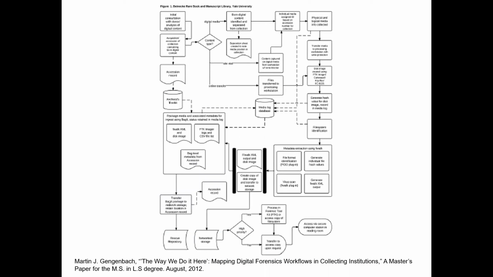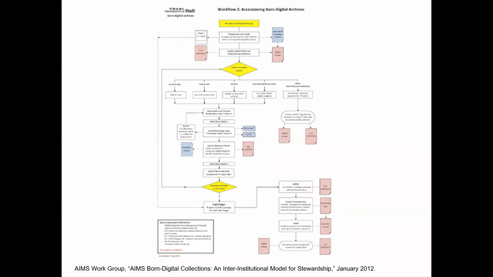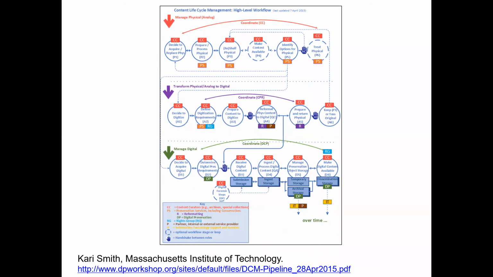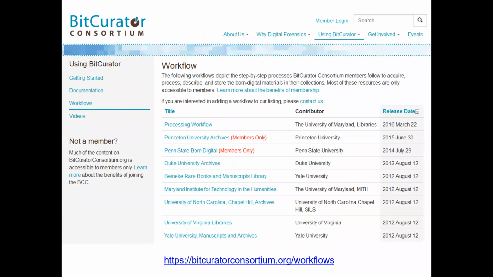Obviously, this is ugly on the screen for you, and I'd recommend if you're interested in these to go to the source and you can see them in much higher resolution and detail. But this is an example of, at the Beinecke at Yale University, their workflow at the time in 2012 when Marty did his study. This is the University of Hull from the AIMS white paper. This is a representation of a part of the workflows that have been elaborated at the MIT Digital Sustainability Lab. And this is where you can see the various workflows that have been shared through the BitCurator consortium. You can see a couple have been reserved for members only. So that's because of the arrangements that the institutions were comfortable with. They're going to share them with member institutions, but not with the general public. All the others you can just click on and see.